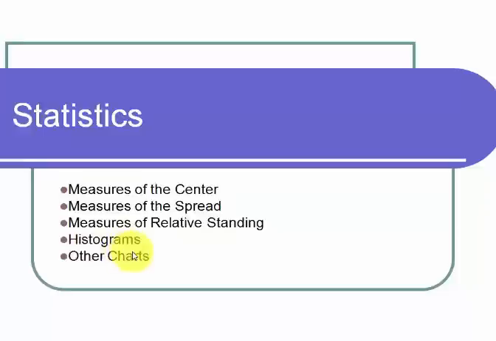Then I'll look at histograms. Then we'll look at other charts, such as stem and leaf plot, or box and whiskers plot, Pareto diagrams, and a bunch of other charts. So let's go right to measures of the center.